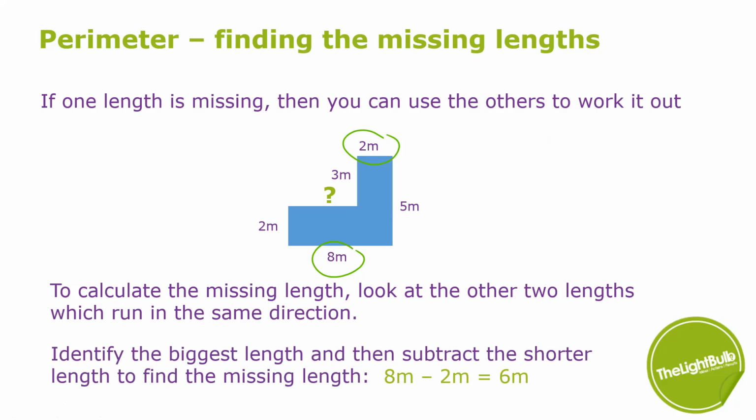Once we've worked that out, we can now work out the perimeter in the same way as we did before by just adding up all of the different lengths. This principle applies equally to when the missing length is on a vertical line as well, the ones that run from top to bottom of your screen. What we'd do is use the same process. We'd find the biggest length, subtract the shorter length, and that would give us the missing length on the vertical lines.